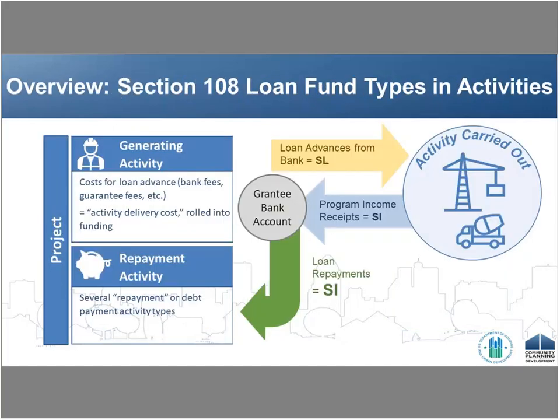So again, we come back to the slide from before where we see the generating activity, and now we're looking at adding some fund types to this. We have loan advances from the bank. Those would be SL, so that's the actual advances of funds under the note. And if there's any program income that comes back, that gets receipted as SI to the grantee's bank account, and then we will track that in IDIS when those SI funds are used to make a debt service payment to the Bank of New York.